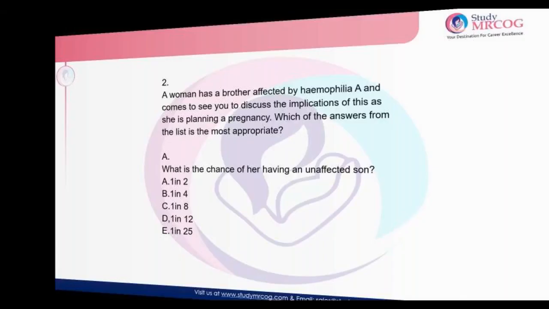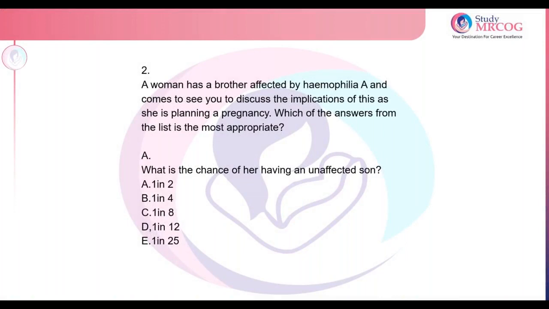Wonderful. So let's see the other example. The next example, let's read out this option. A woman has a brother who is already affected by hemophilia A. This woman has come to you and says that she has a brother affected by hemophilia. We know hemophilia is X-linked recessive. She comes to see you to discuss the implication of this as she's planning a pregnancy. Which of the answers from the list is most appropriate?